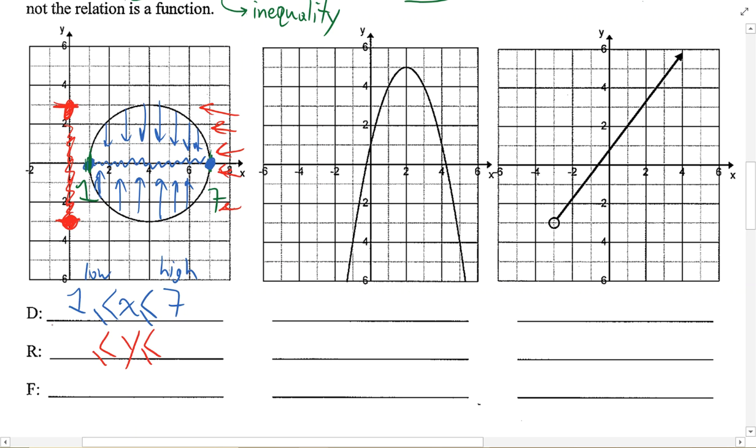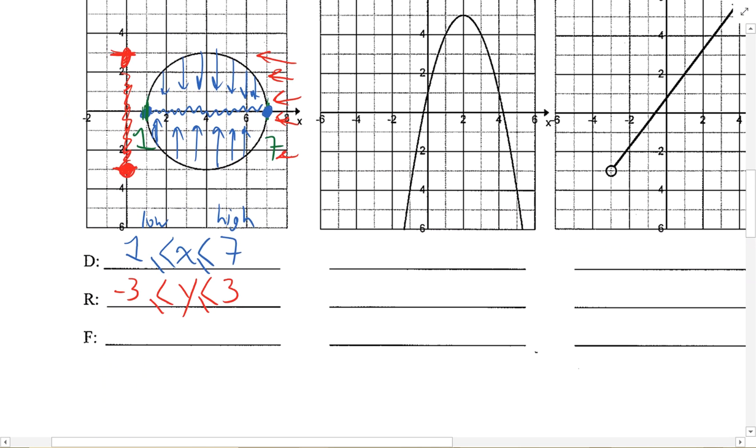And the low value, what's your low value? -3. What's your high value? +3. So y is greater than or equal to -3, and y is less than or equal to 3. Is it a function? No. Why? Because it fails the VLT. Okay, it's a circle right here. It fails the VLT. And in fact, I can move that line anywhere along there and it would fail.